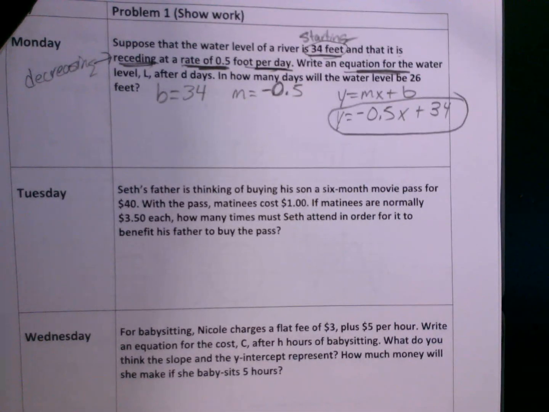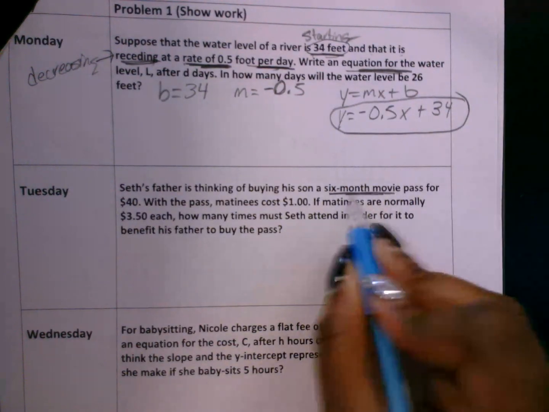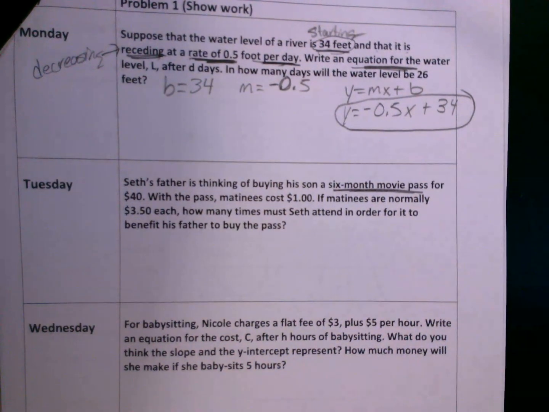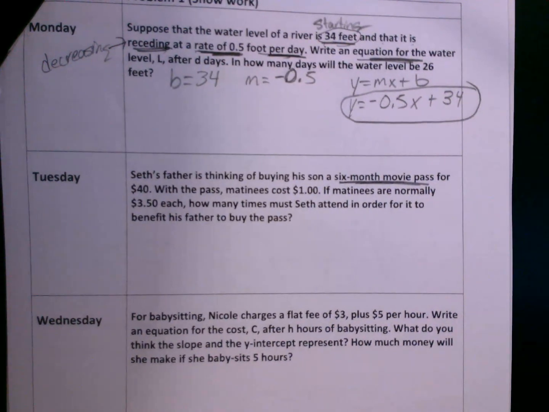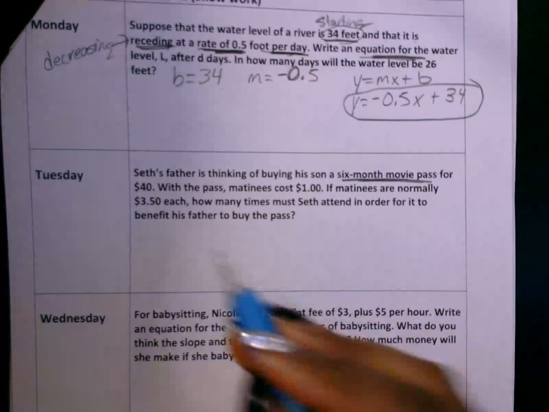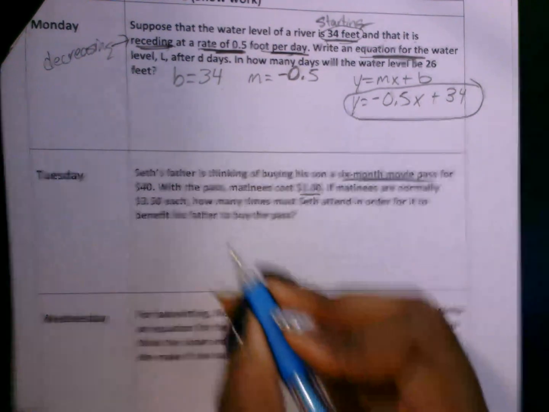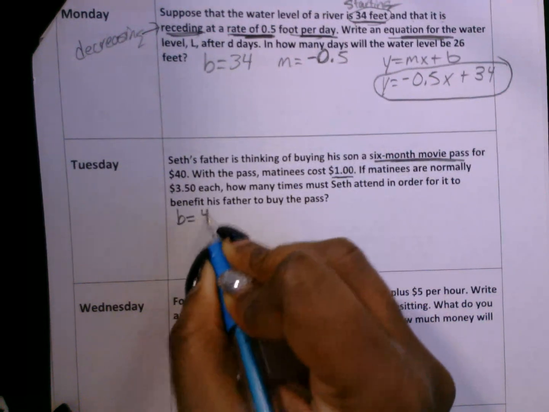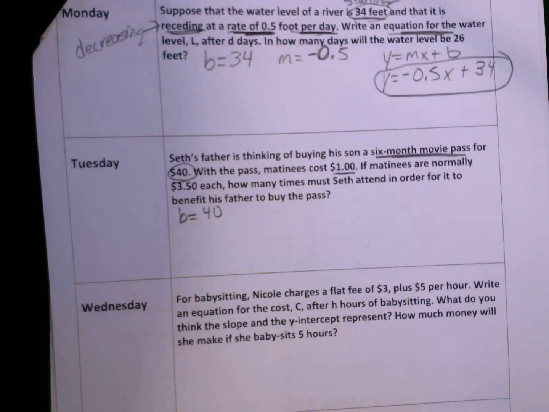I'm going to read Tuesday. Seth's father is thinking of buying his son a 6-month movie pass for $40. Okay? $40. That's how much it's going to cost for 6 months. With this pass, the matinee is $1. So he's going to pay $40 automatically. That's the starting amount. He automatically is going to pay that $40. And every time he goes, he's going to pay $1.